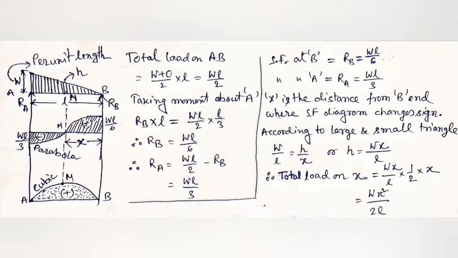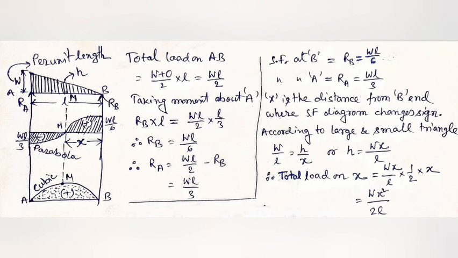To find the downward moment, we know it is the downward load into the CG distance, that is WL by 2, and the CG distance is 1/3 of L, or L by 3. So as per the equation we may write RB into L is equal to WL by 2 into L by 3. So RB equals WL by 6. Now I have to calculate RA. We know that RA plus RB is equal to the total load. Total load means WL by 2, so RA is equal to WL by 2 minus RB, WL by 6, and RA equals WL by 3.